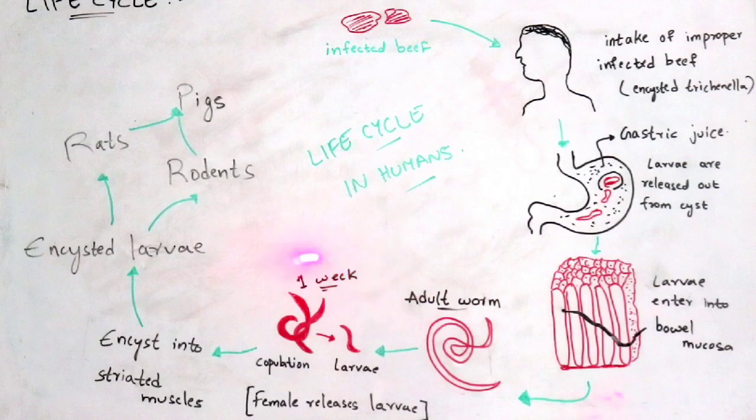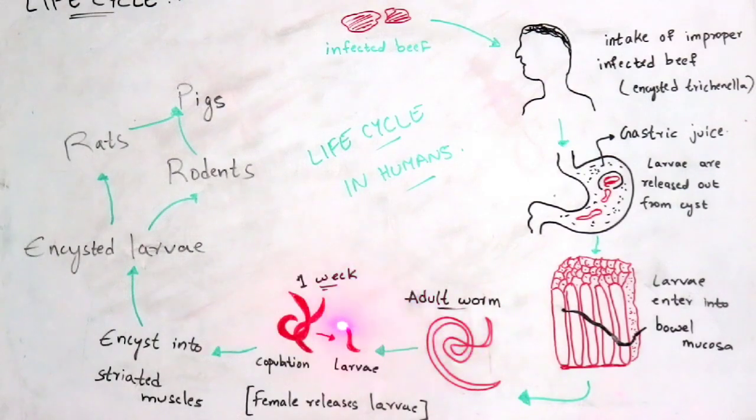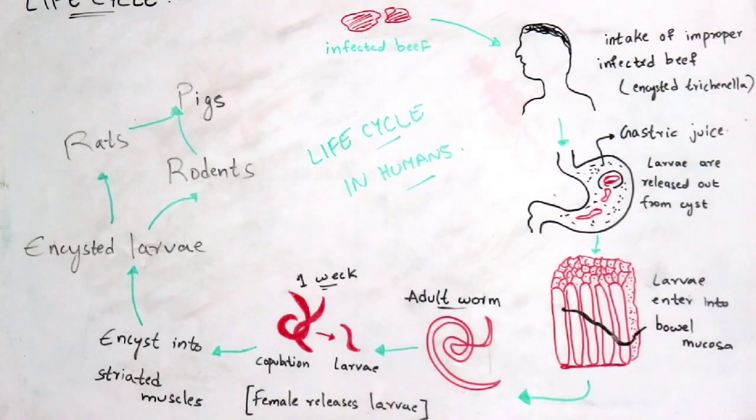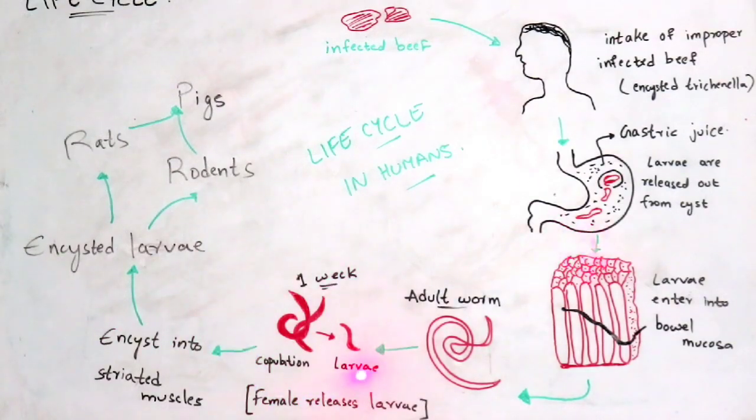When the worms transform into adult worms, within 1 week itself the male worm and female worm undergo copulation. That is, the sperms present in the testes enter into the ovaries of the female worm. Due to the copulation, the larvae will be released by the female worm, and right after, the larvae will enter into the striated muscles.